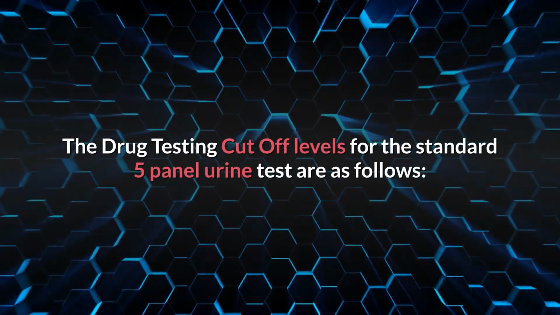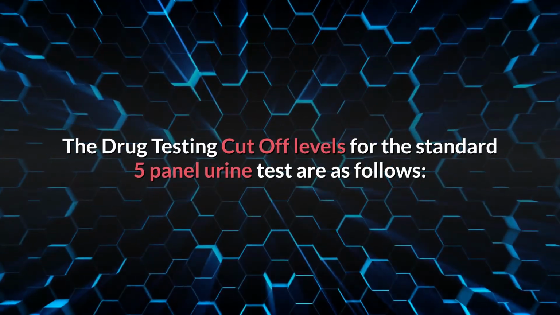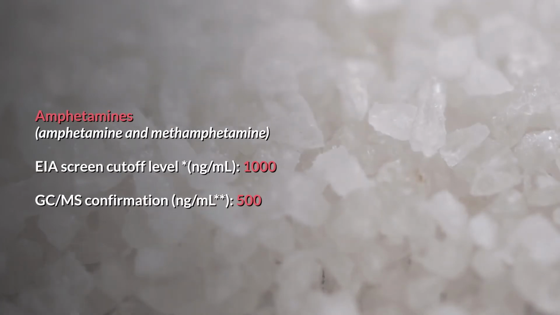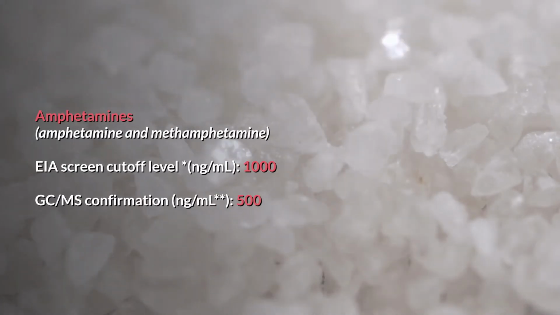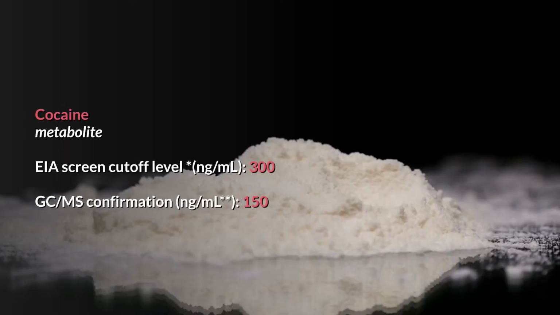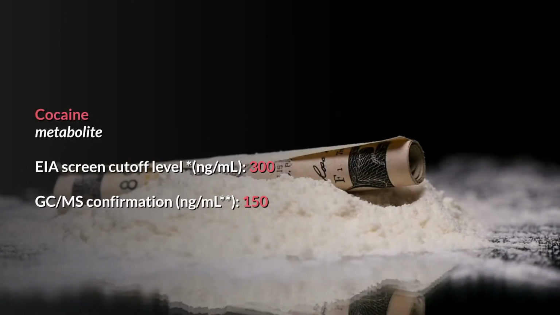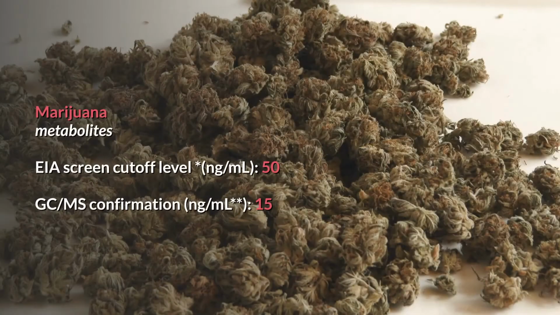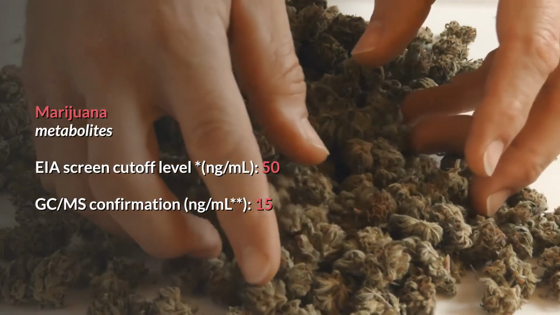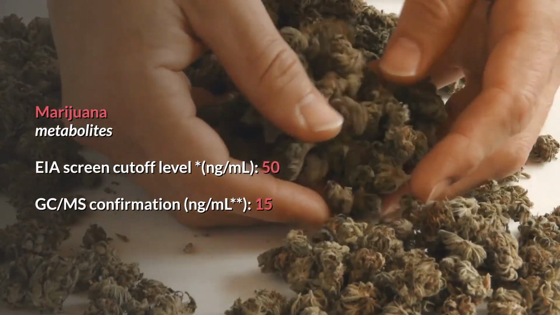The drug testing cutoff levels for the standard 5-panel urine test are as follows. Amphetamines, to include amphetamine and methamphetamine: the screening cutoff level is 1,000 and the confirmation level is 500. The cocaine metabolite: the screening cutoff level is 300, and the confirmation level is 150. Marijuana metabolites: the screening cutoff level is 50, and the confirmation level is 15.